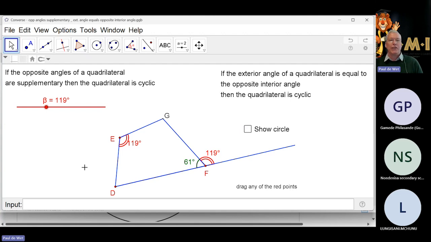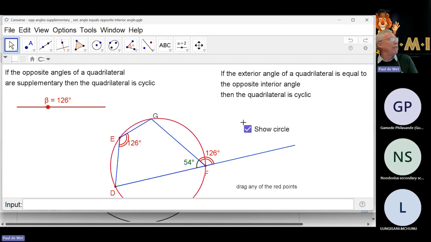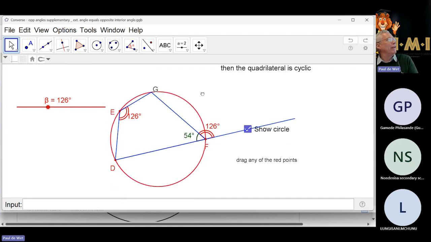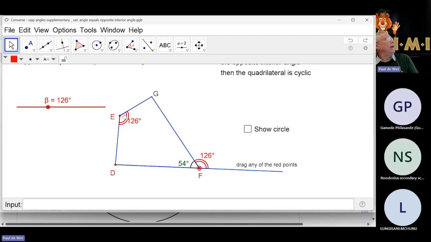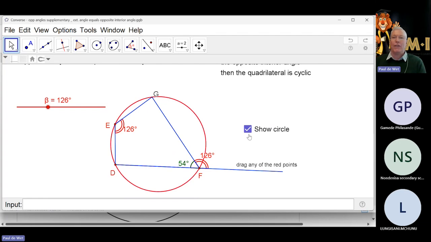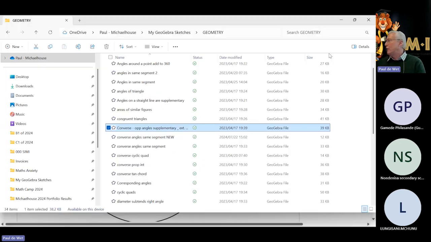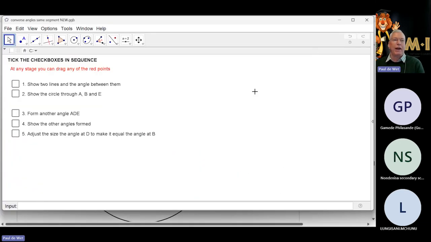Okay, right, guys, look at this. Here, I've got a sketch where I can choose the size of this angle. Do you see that I've got the opposite angles are supplementary, and I've got an exterior angle. There will always be a circle through those 4 points. It doesn't matter where the points are. As long as the exterior angle is equal, I'll be able to put a circle through those points. In other words, it's a cyclic quad. The first one that you mentioned is this one.